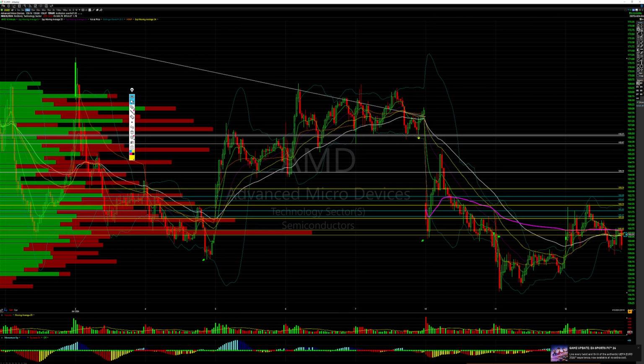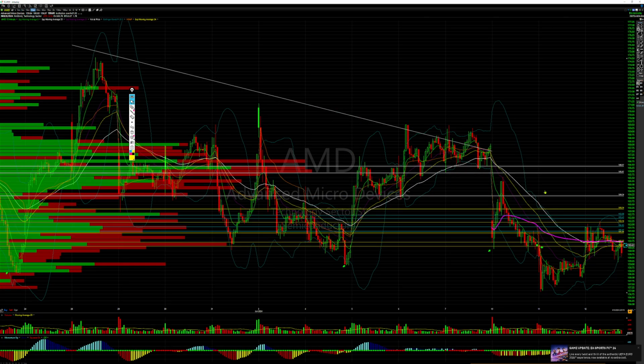That's a 5. That's a 10 minute. That's a 15. So what could possibly be setting up here? Maybe a double bottom on the 15 minute chart. Let's bring it back to the 1.